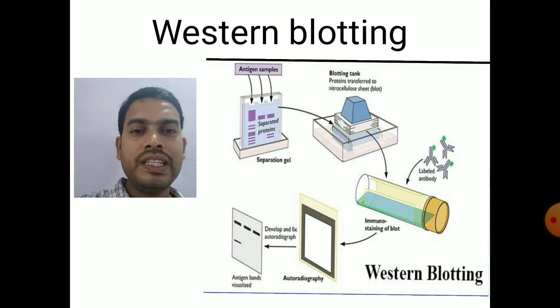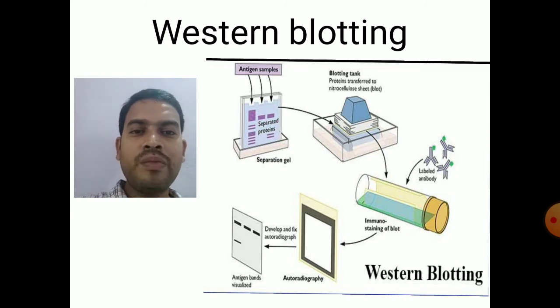Sometimes here SDS is used as a detergent. After obtaining the whole cell lysate sample, it is treated with SDS, sodium dodecyl sulfate, a detergent which will give negative charge irrespective of the protein charge. After treating the sample with SDS, it is loaded into polyacrylamide gels.